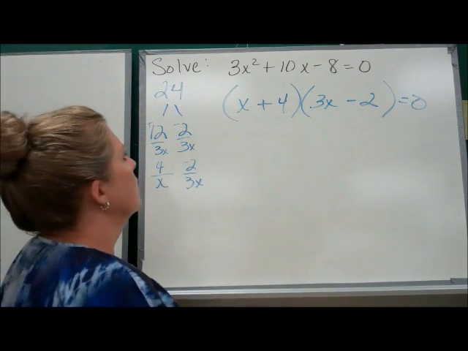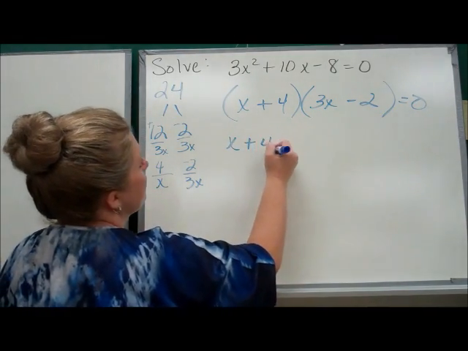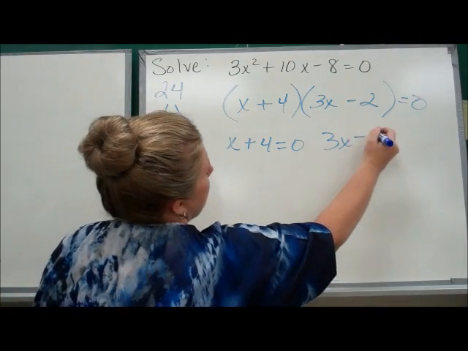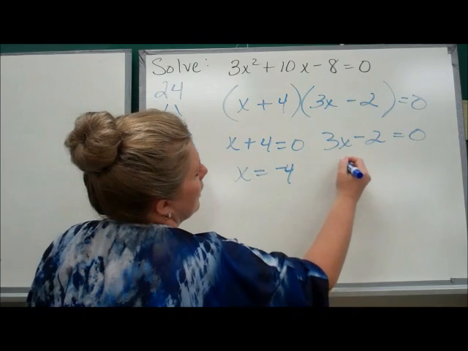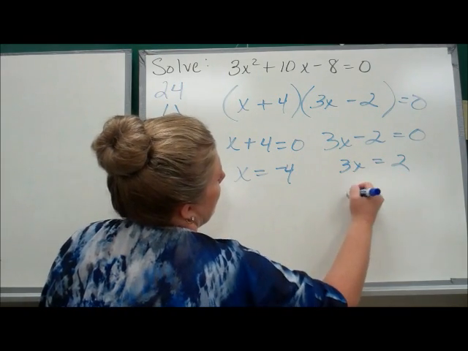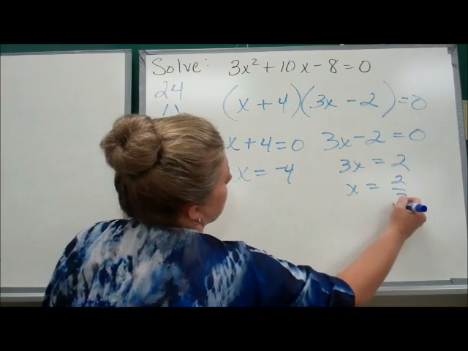Set each factor equal to 0. So x plus 4 equals 0. 3x minus 2 equals 0. x equals negative 4. 3x equals 2. x equals 2/3.